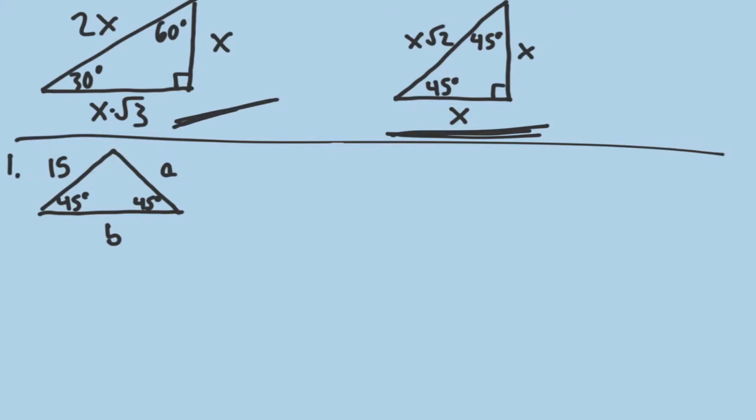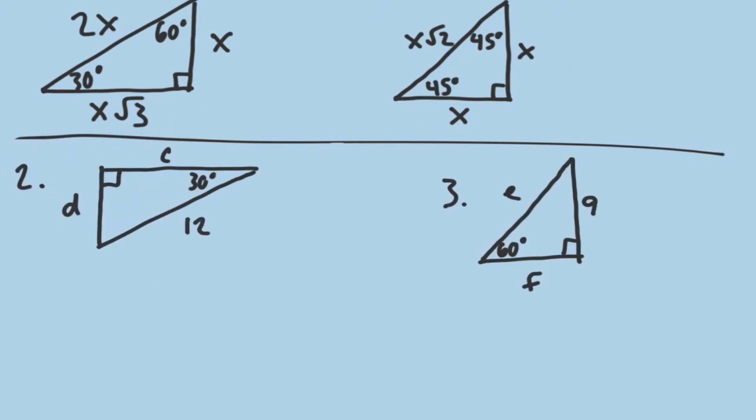Let's look at this first example. We want to find a and b. We're given that two of the angles are 45 degrees, which means this third angle has to be 90 degrees in order for all of the angles to add up to 180 degrees. So we have a 45, 45, 90 triangle, which means we're going to look at this triangle. Both legs are the same length. So if this leg is 15, then this leg has to be 15, which makes this one 15 radical 2.